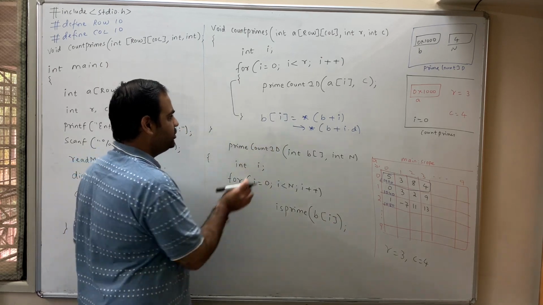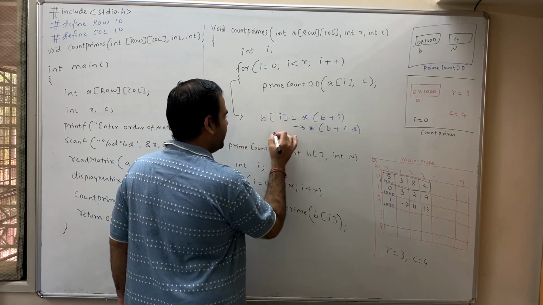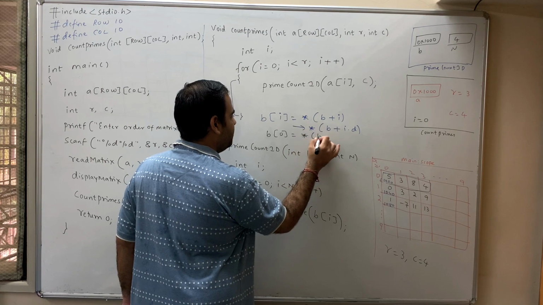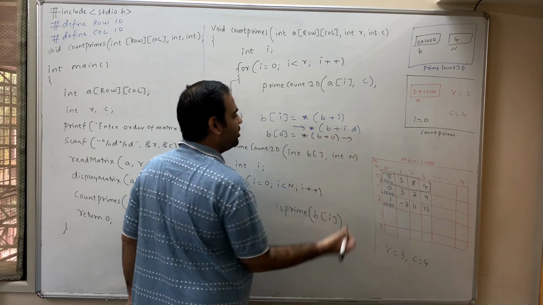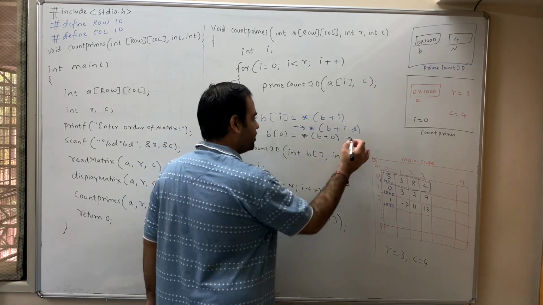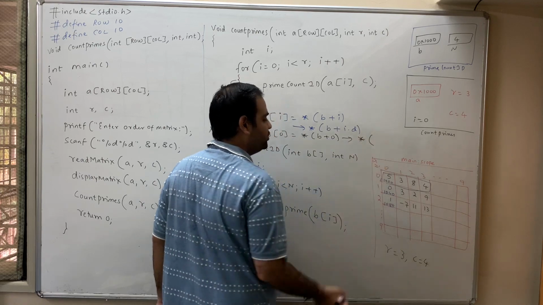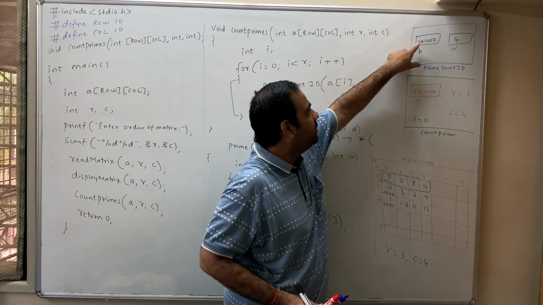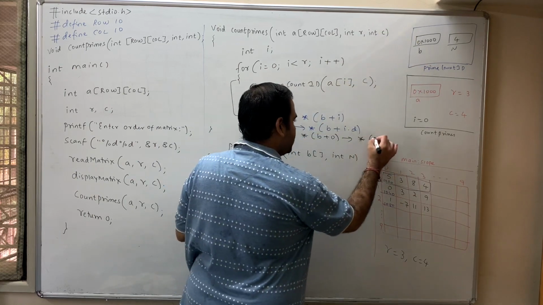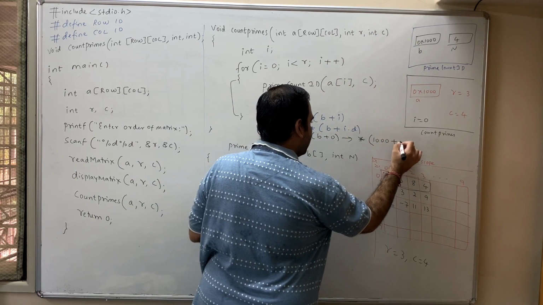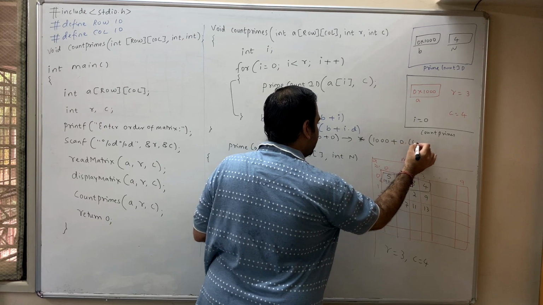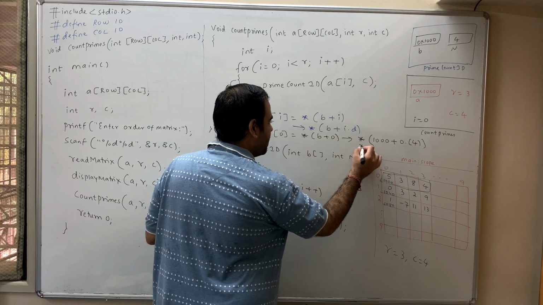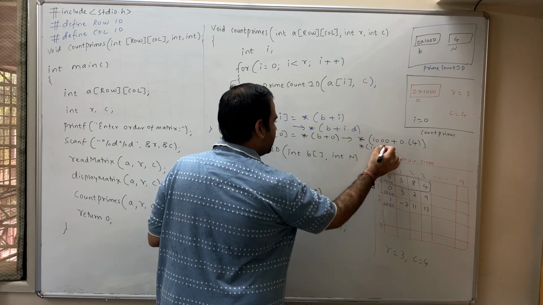Now the value of i is 0. Replace 0 over here. Now what is b of 0? b of 0 is nothing but star b plus 0. The compiler does the scaling factor or the pointer arithmetic. It becomes star b plus 0 into d. Now what is the value of b in the function count prime? It is 1000. Therefore it is star 1000 plus 0 into d. d is nothing but the size of the array data type. It is 4, and it becomes star 1000.